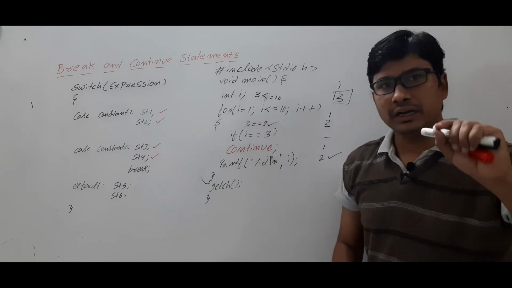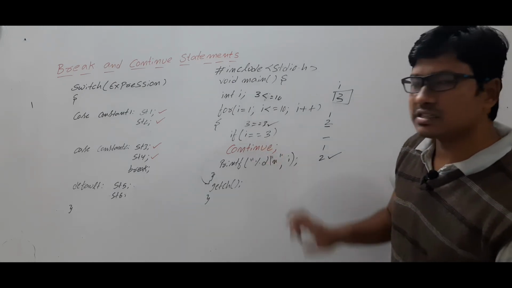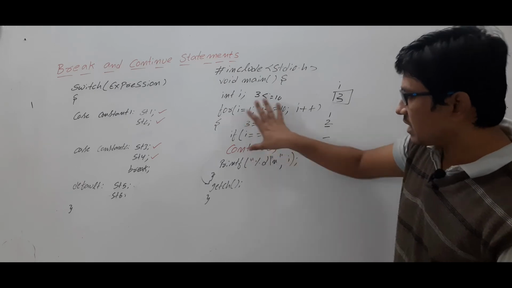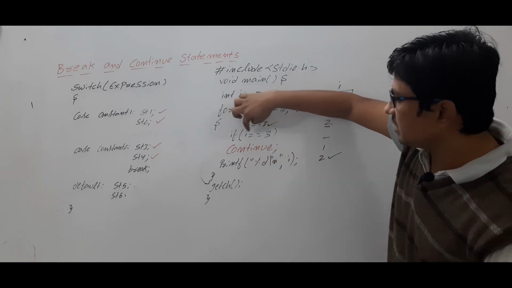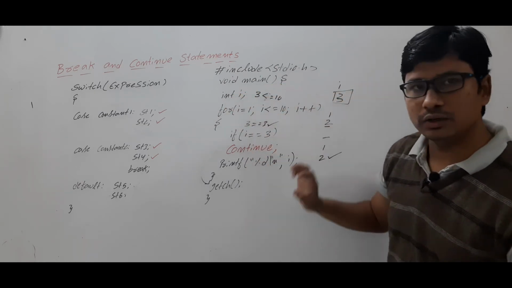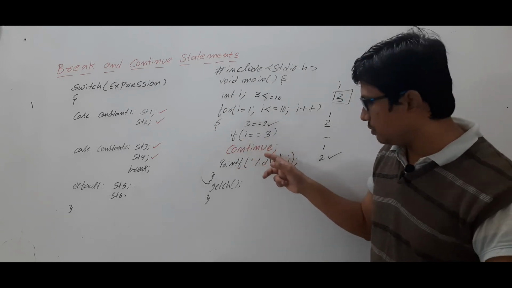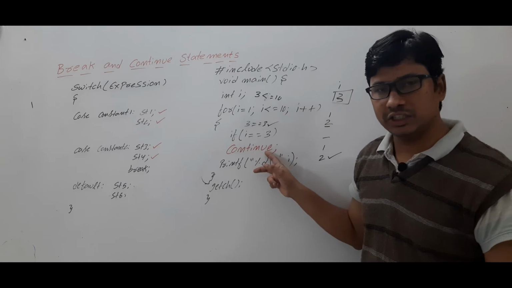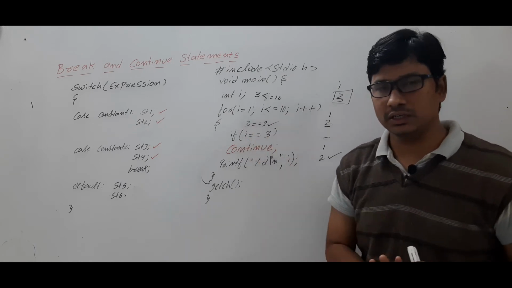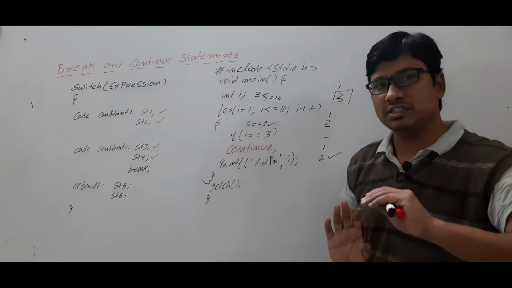Or you can remember it like this. Suppose we have written if (i == 3) continue. If the i value is equal to 3, then this condition will be true, and then you need to execute this continue statement. Otherwise, you will not execute the continue statement. Let's take that the i value is equal to 3.